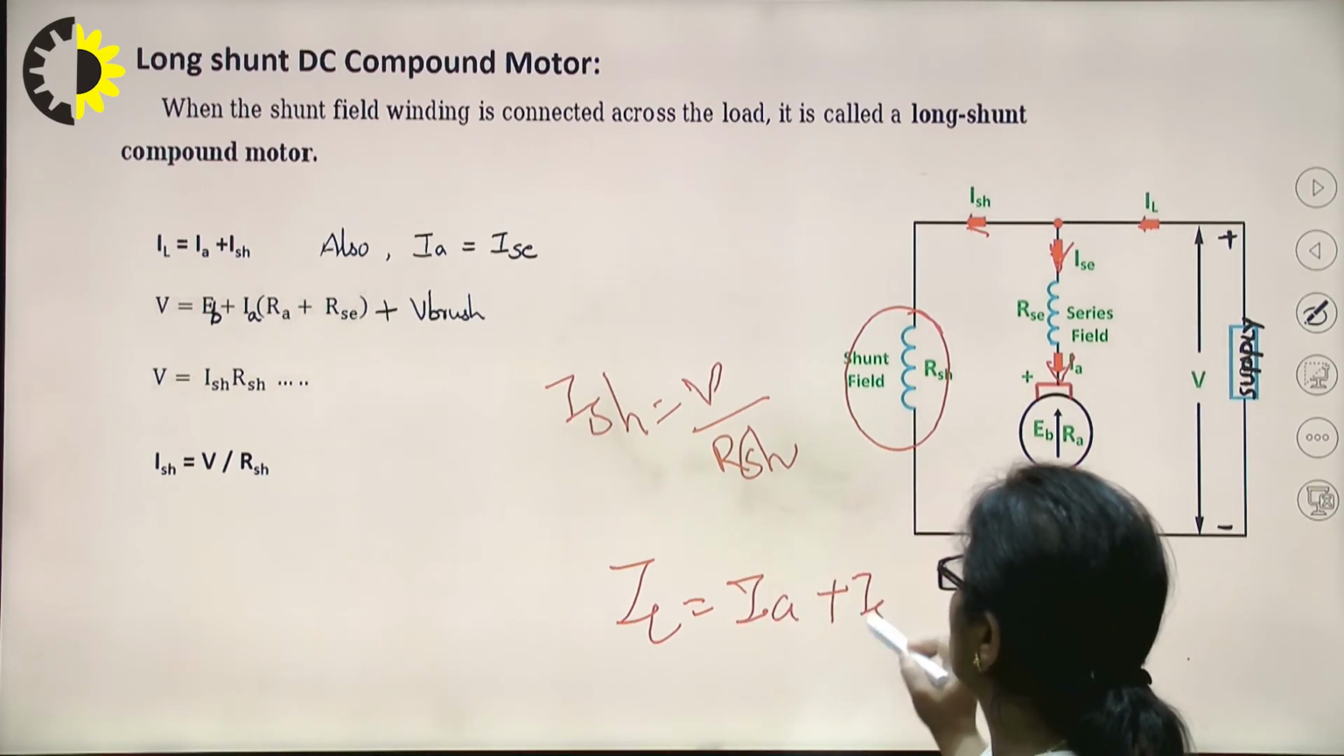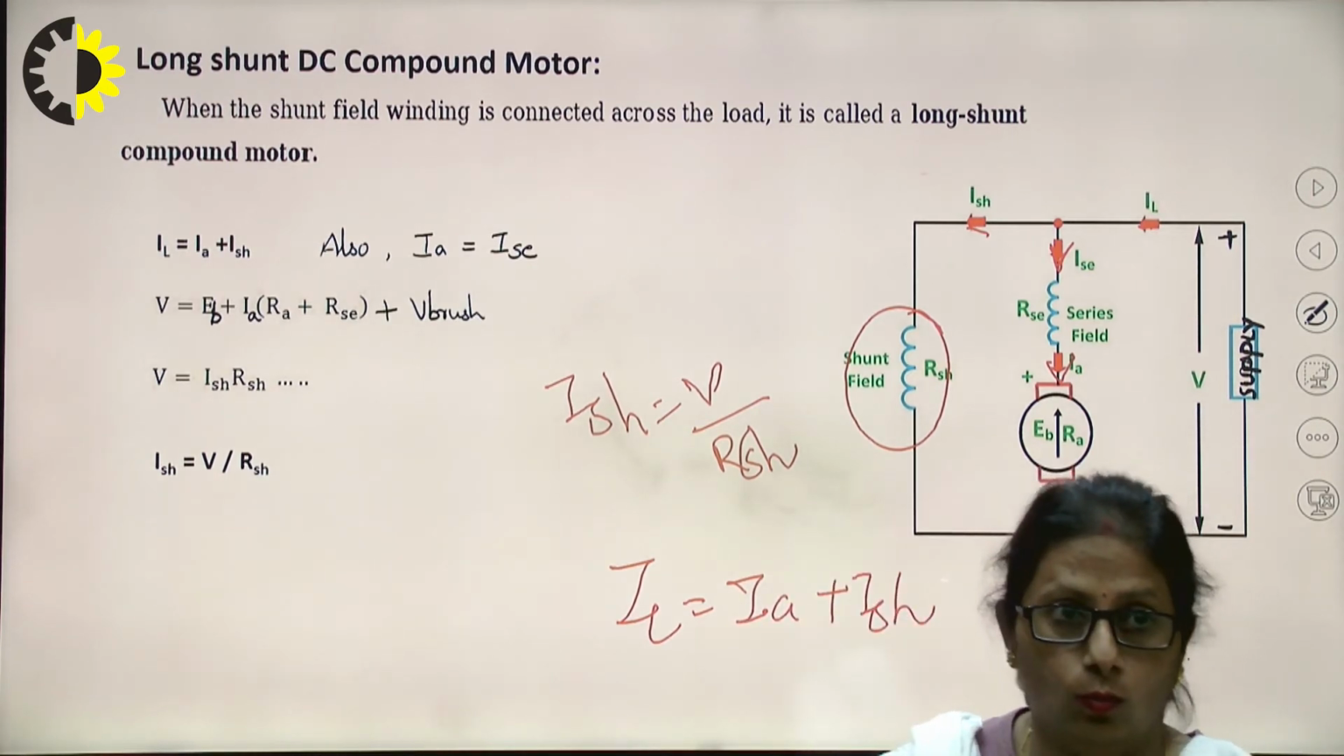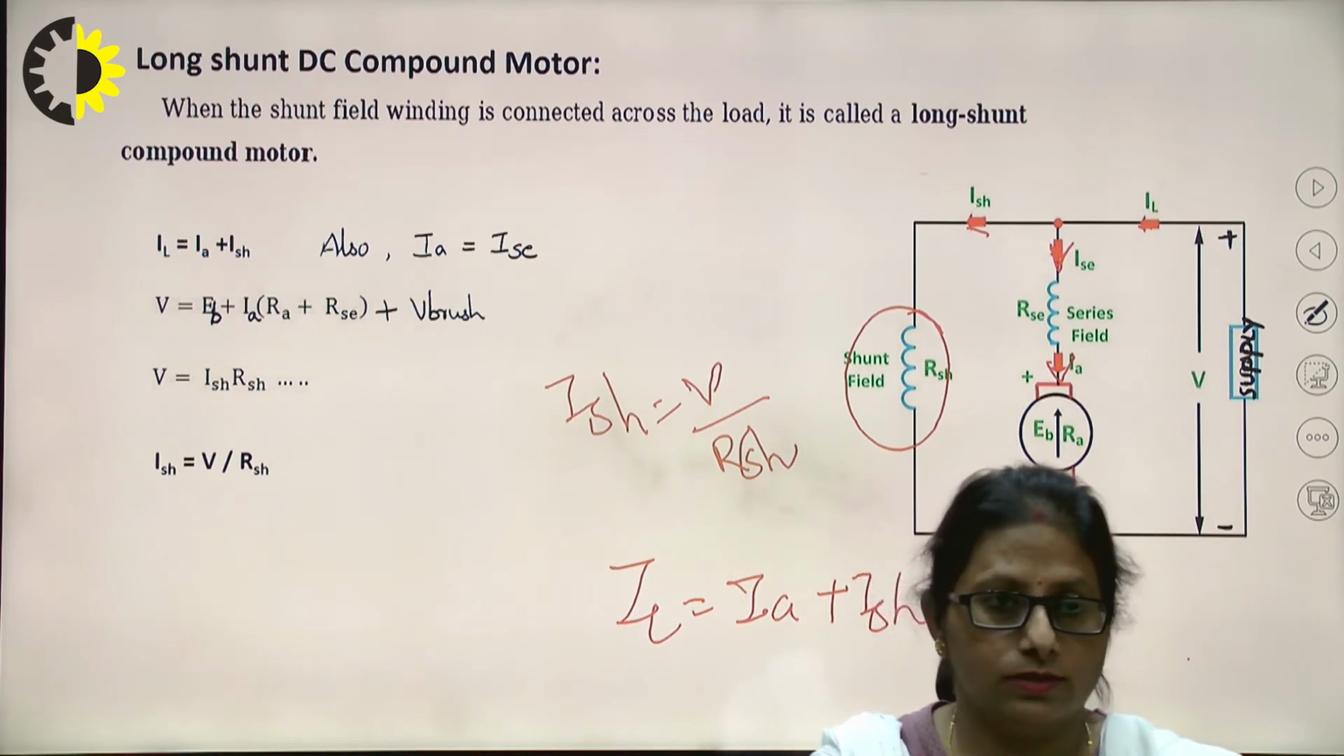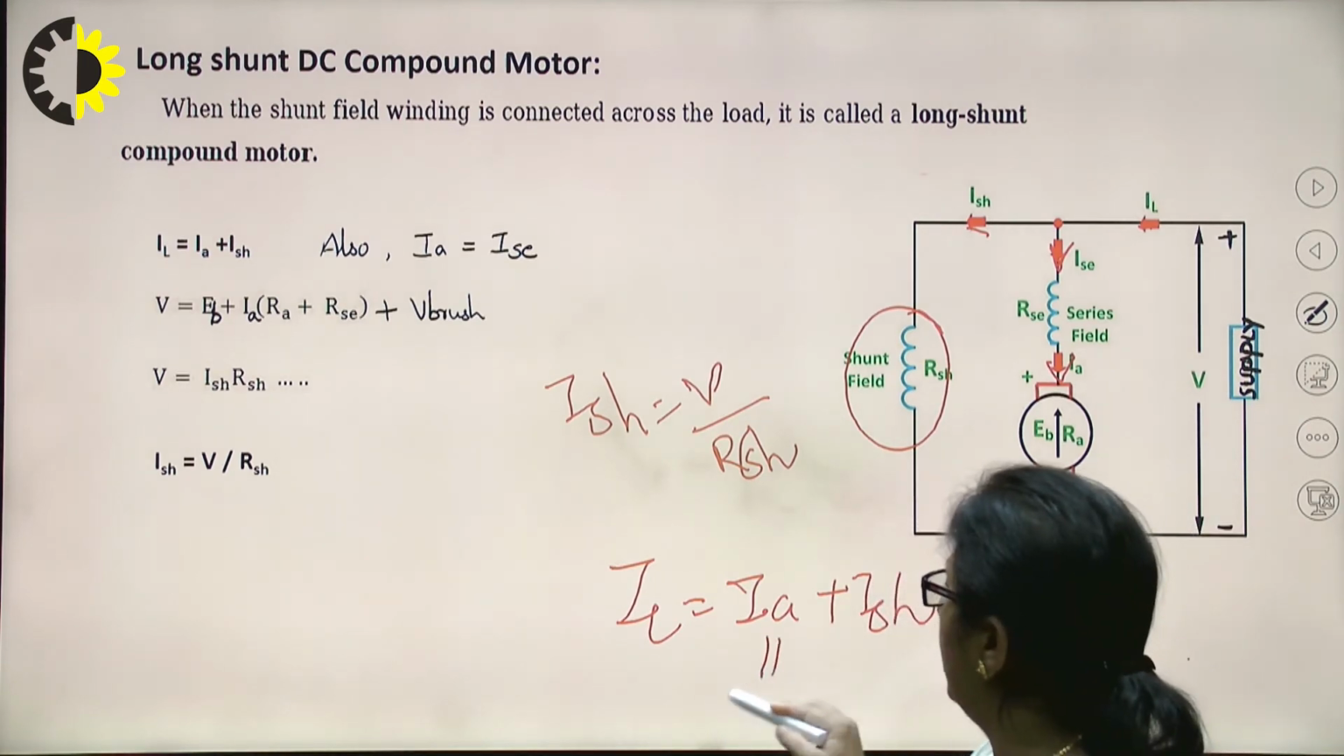IA plus ISH. Also, where is ISC then? It is not in the picture. Yeah, it is. This IA is equal to ISC.